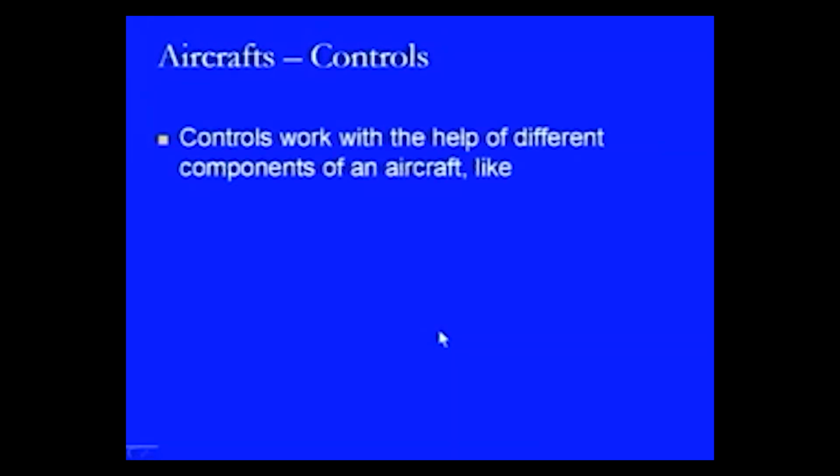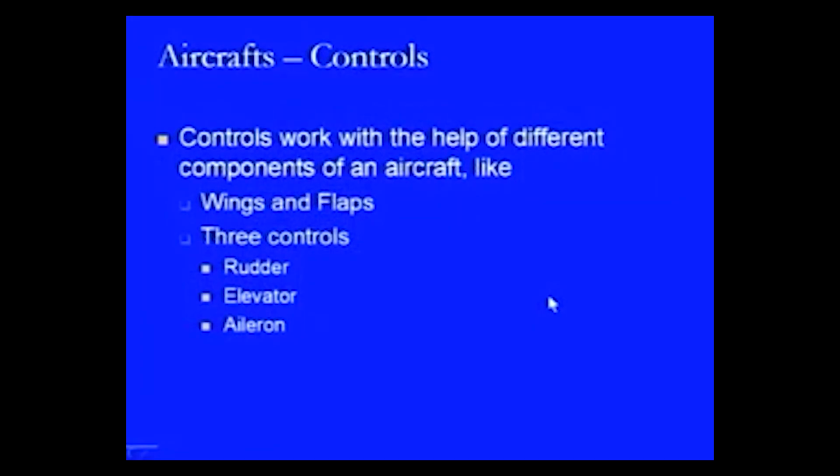Now, on the basis of this, what we can see is that there needs to be some type of controls, and these controls will help in the movement of the aircraft in a more efficient and safer way. So, there are some components on the aircraft itself, as I have shown in the previous diagram, which can provide us these controls, and these are the wings and flaps, and the three controls, that is rudder, elevator and aileron.